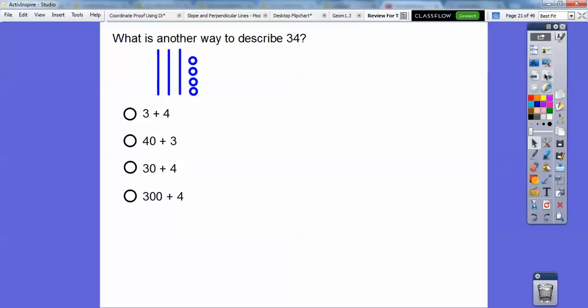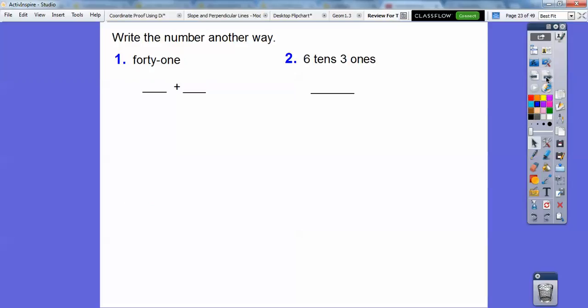answer. All right, what's another way to describe 34? Okay, so here's 10, 20, 30 plus 4. Okay, 30 plus 4 would be this guy right there, 30 plus 4. Okay, all right, how about this guy right here? Write the number another way, okay, 41. Okay, so this would be 40 plus 1. Okay, 40 plus 1. Okay, 6 tens, 3 ones is the same as 60 plus 3. 60 plus 3 is 63.